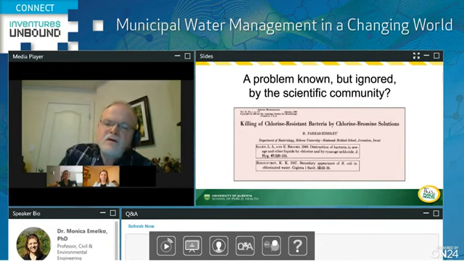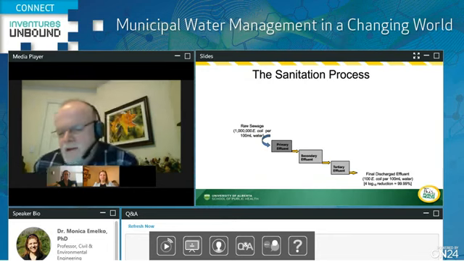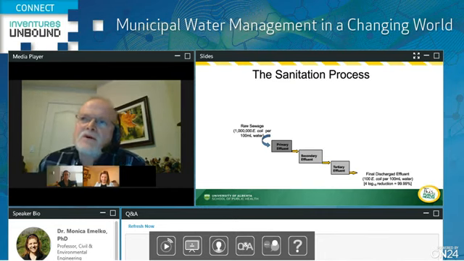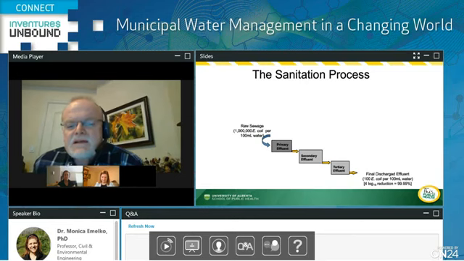So we've known about it for a long time, but is it something that the scientific community has largely ignored because we thought that bacteria could never develop this level of resistance? And so part of our work really looks at the sanitation process, and we took a different approach to understanding the sanitation process. So you see on the left-hand side is raw sewage comes in, as you flush your toilets and all that water comes into the sewage treatment plant.